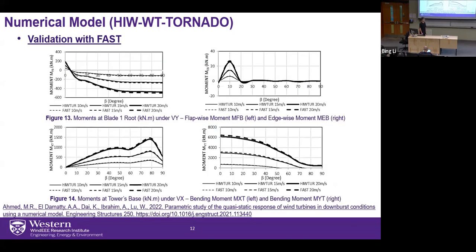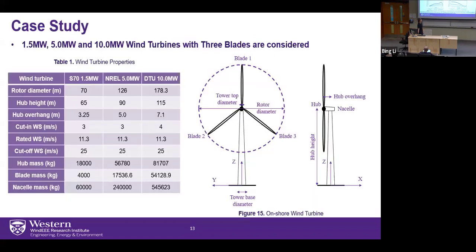We did a nice validation with FAST. However, FAST does not really consider tornado loading. So basically, we are replacing our wind field with a synoptic wind in our code, and then we can analyze the same structure under the same loading. And we got pretty good agreement between those two.